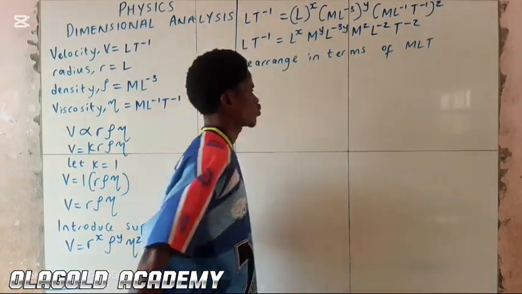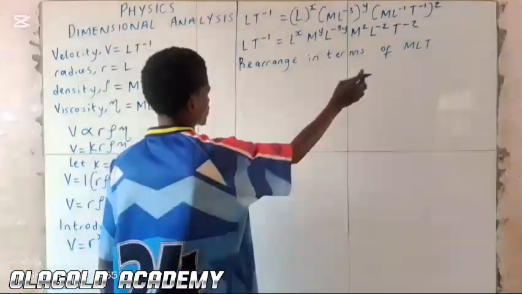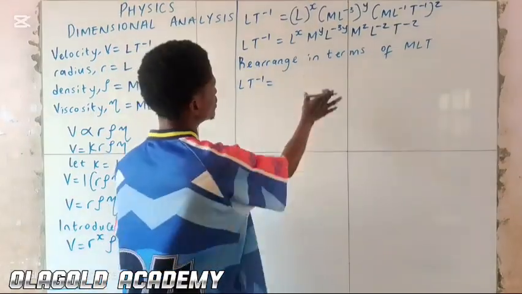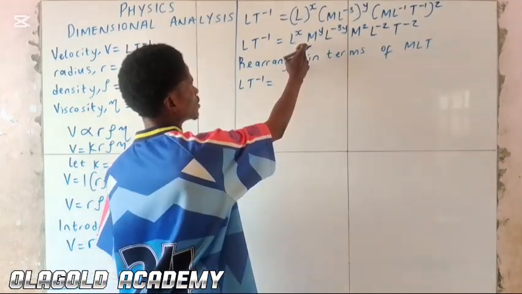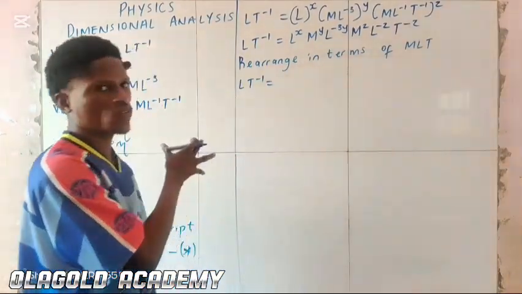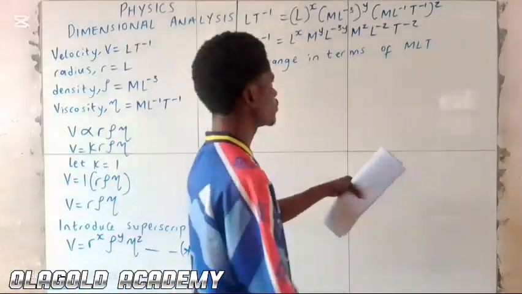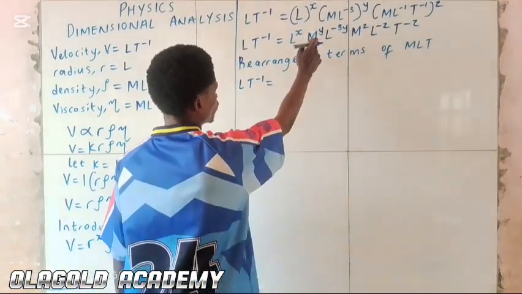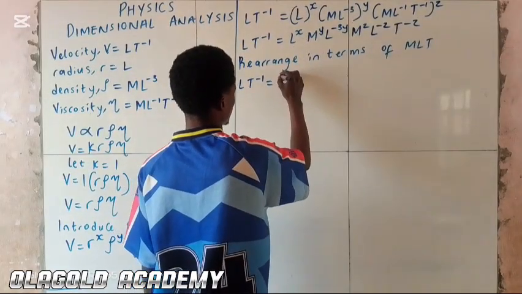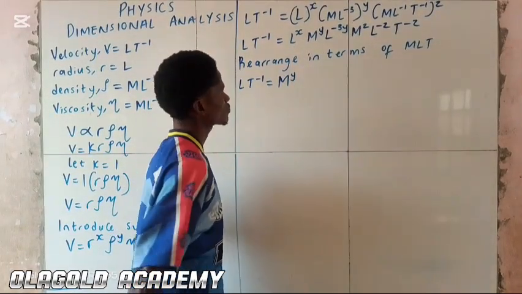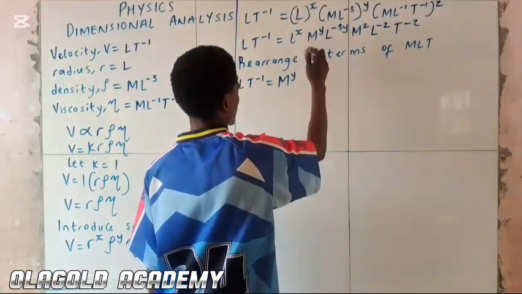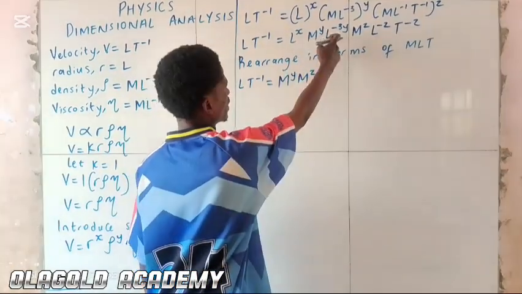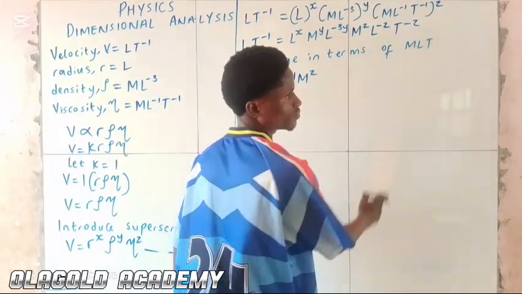So we have this. LT minus 1 equal to, we are bringing the M together. Remember, we are arranging, this concept is the concept of MLT. So we are going to pick M first, before L and before T. So we pick M first, we have M to the power y, then we have M to the power z here. Remember, all these terms are multiplying each other.